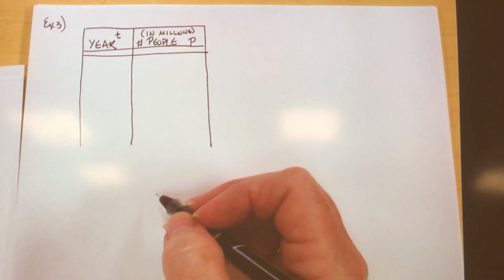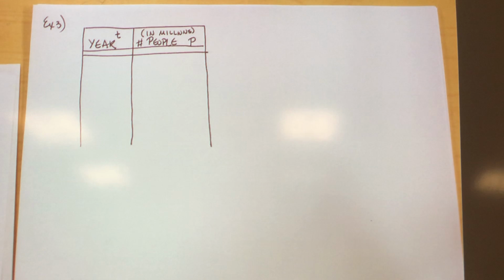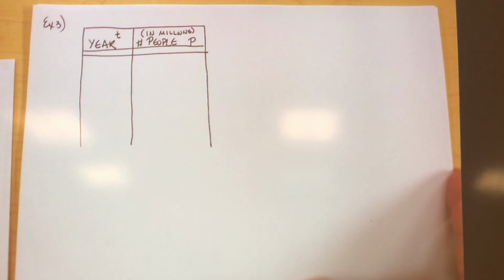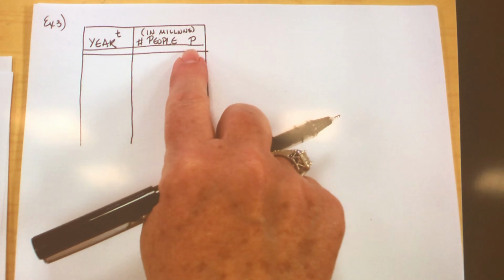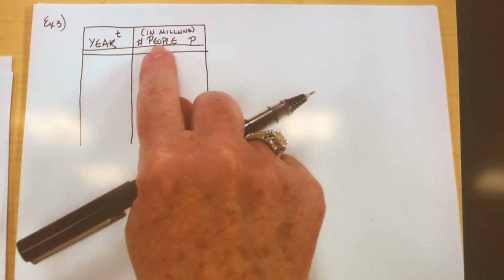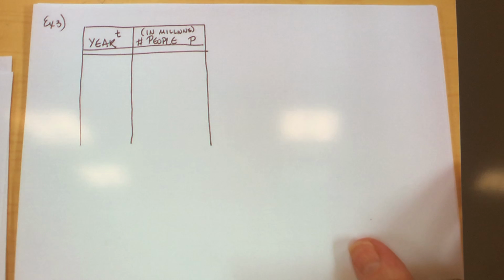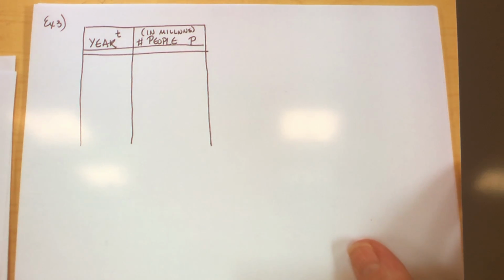How many are there? 1, 2, 3, 4, 5, 6, 7. What is that other second one, P, in millions? Hashtag number, hashtag people. Pound sign. It's a number symbol. It means pound. It's called a pound symbol.